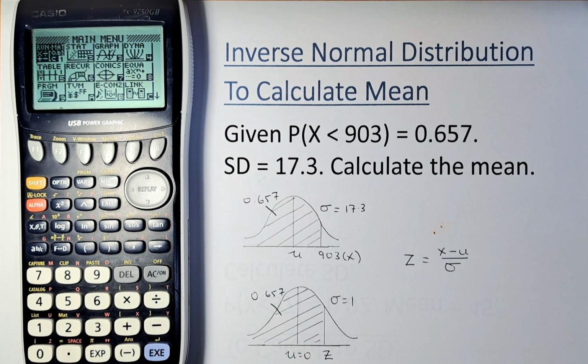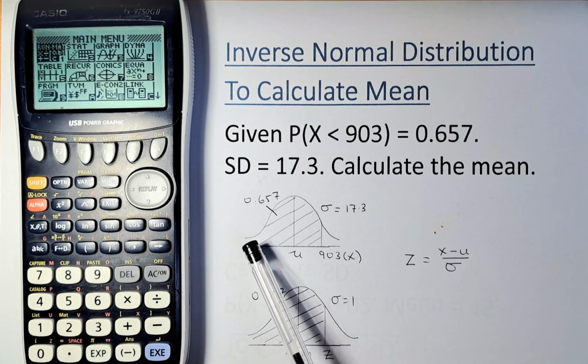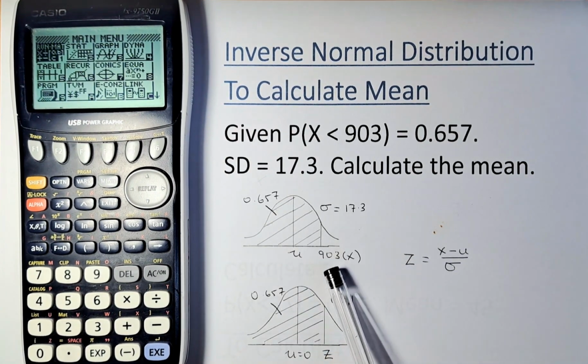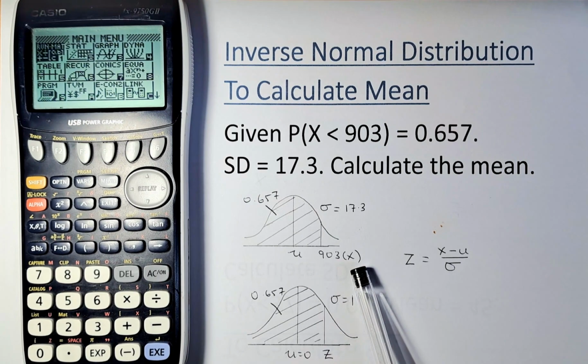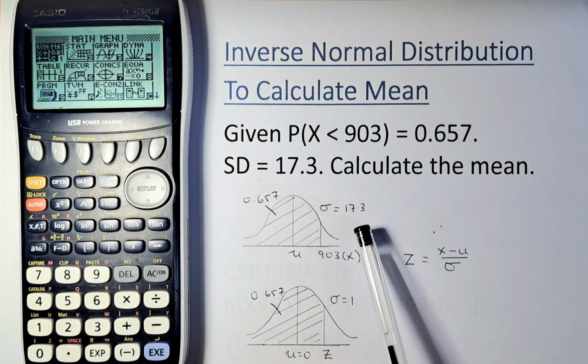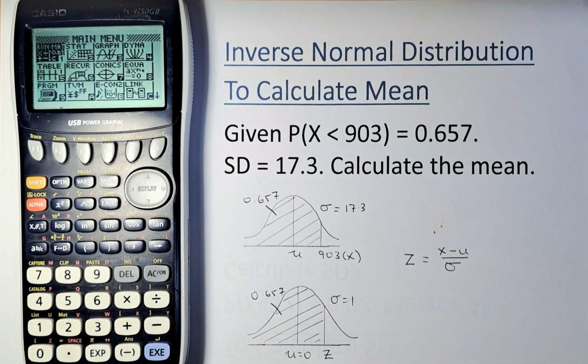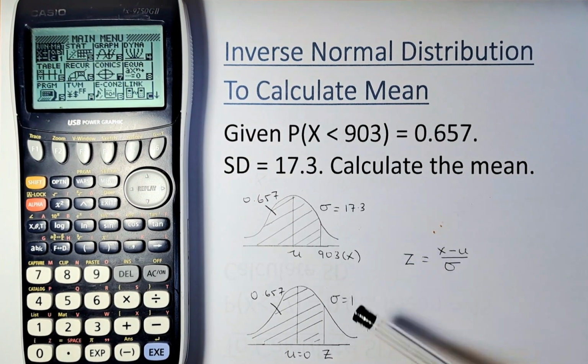First of all, we need to draw the equation. The graph looks like this. So the normal graph, given that x is 903, nu is what you want to find, sigma is the standard deviation, which is 17.3, and the area is 0.657. As I said, you can't input directly. You have to standardize. To standardize means the standard deviation becomes 1 and the mean becomes 0.